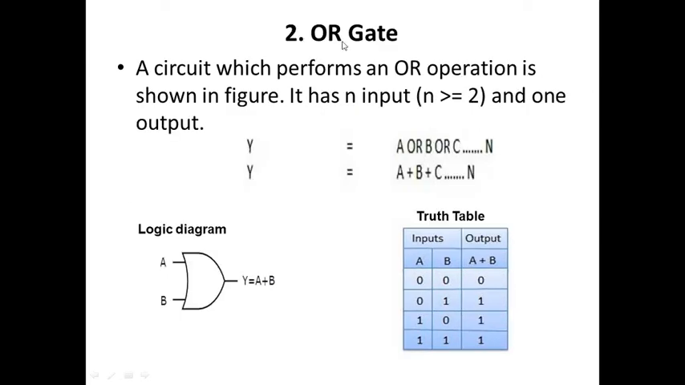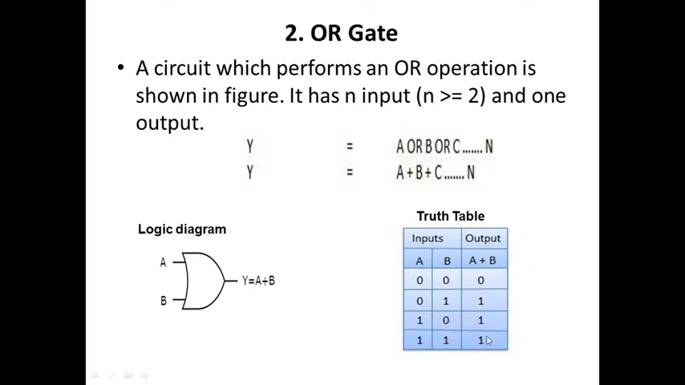Next is OR gate. OR operation meaning it is doing the addition. So this is a logic diagram, OR gate with two inputs A and B. Y is equal to A plus B. So you have Y is equal to A or B. So it's an ORing operation. So A plus B. 0 plus 0 is 0. 0 plus 1 is 1. 1 plus 0 is 1. 1 plus 1 is 1.